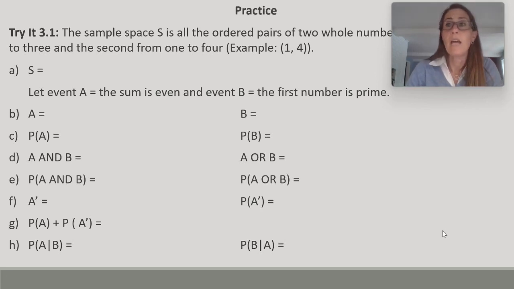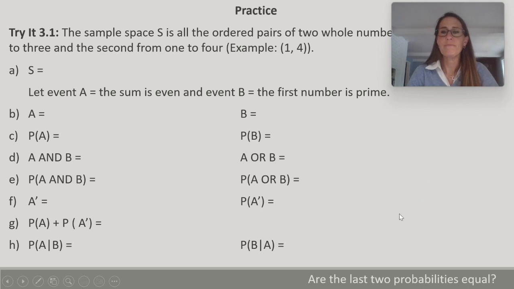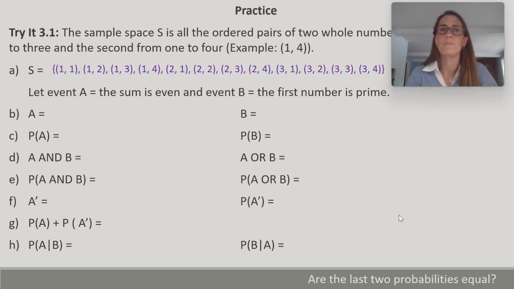So what is in our sample space S? Oh, and the question too: are the two conditional probabilities equal? So our sample space, because we're picking one number from 1 to 3 and then one number from 1 to 4, are the ordered pairs (1,1), (1,2), (1,3), (1,4), (2,1), (2,2), (2,3), (2,4), and (3,1), (3,2), (3,3), and (3,4).